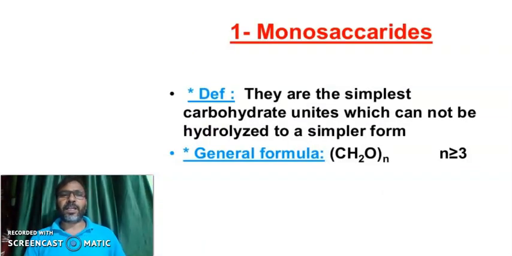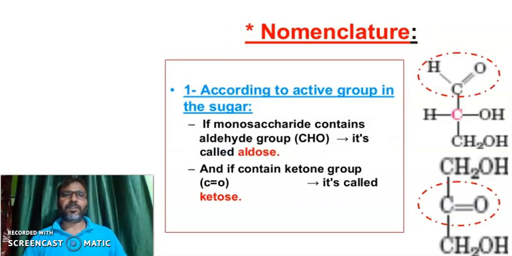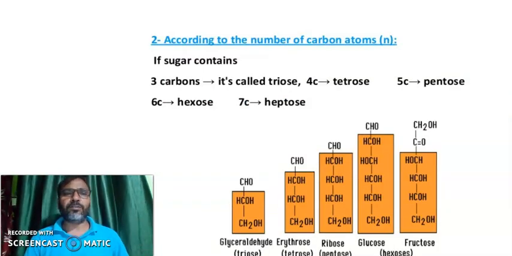So, monosaccharides are the simplest carbohydrate units which cannot be hydrolyzed to simpler forms. General formula CnH2nOn, where n is equal to or greater than 3. According to the active group in the sugar, if a monosaccharide contains an aldehyde group, it is called aldose, and if it contains a keto group, it is called ketose. Now according to the number of carbon atoms, if a sugar contains 3 carbons, it's called triose.